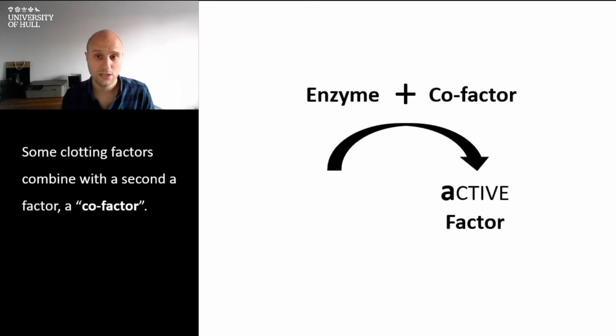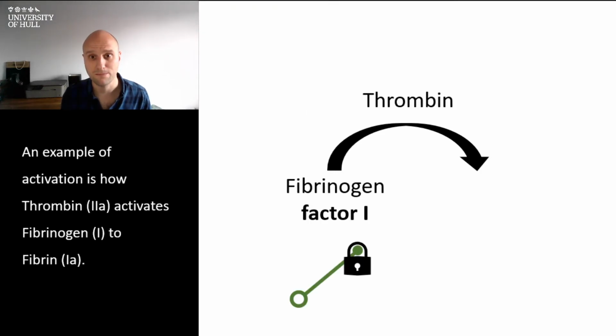Often, and there are a few occasions where this occurs, it will take more than one enzyme or clotting factor to catalyze or activate a third factor, if you like. So you have your enzyme that might be factor 8, and it might have a cofactor, factor 9, helping it to do its job, or you might have factor 5 and factor 10 working together, and they will combine to activate another factor. So that's a fairly frequent occurrence within the clotting cascade.